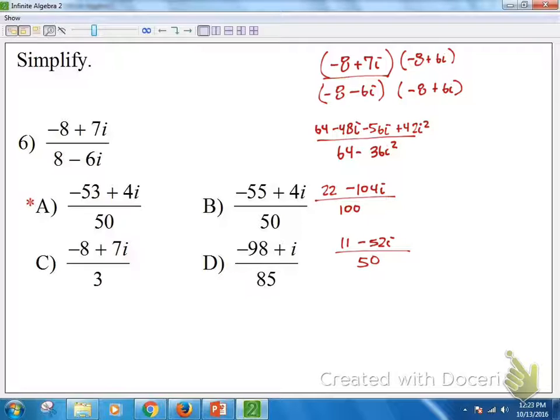Why did I get this wrong? I may have made a mistake. Okay, so 52. Oh boy, I made a mistake someplace. This is embarrassing.